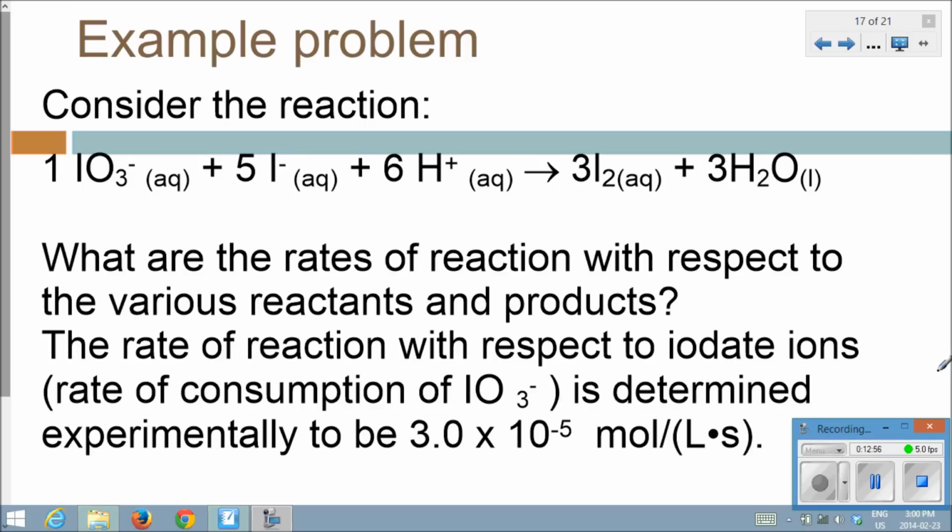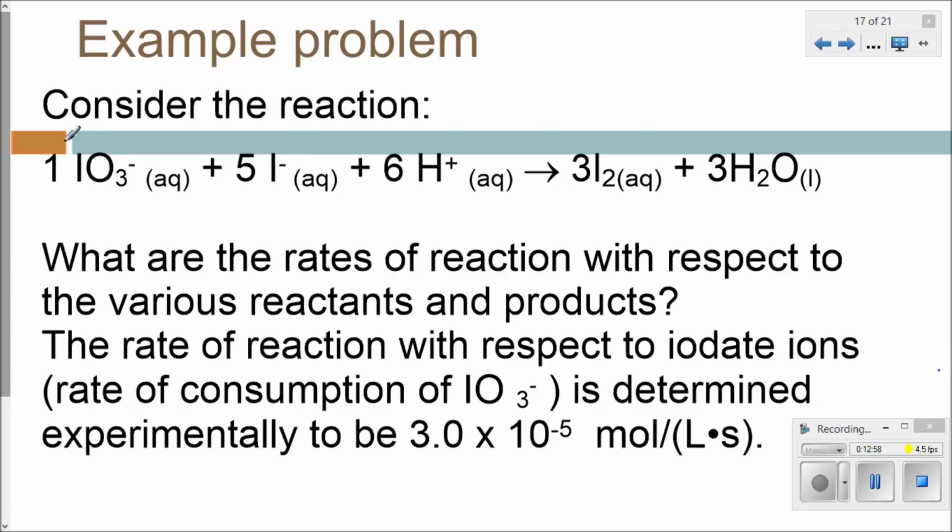So let's take a look at this example here. It says that you have some ions. This is an iodate ion, this is iodide ion, and this is hydrogen ion. And it makes iodine, aqueous, and water. Now, it's a 1 to 5 to 6 to 3 to 3 ratio. It says, what are the rates of reactions with respect to the various reactants and products? The rate of reaction with respect to iodate ions is determined experimentally to be 3 times 10 to the negative 5 moles per liter per second.